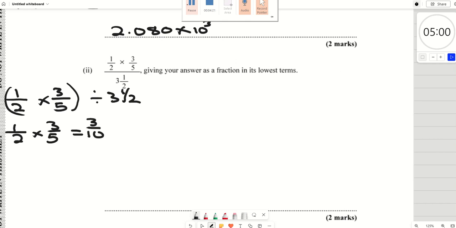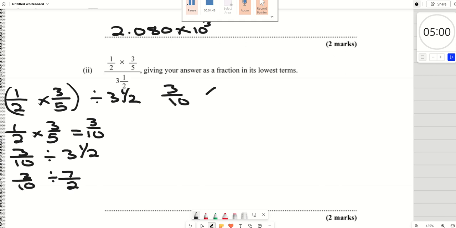So now the question is 3 over 10 divided by 3.5, right? Which is 3 over 10 divided by, what is 3.5 as a mixed number? That's 3 2s are 6, 7. So this is 7 over 2. And when you're dividing fractions, what happens to it? That division sign turns to multiplication, and you flip your fraction after. So instead of 7 over 2, it's going to be 2 over 7.